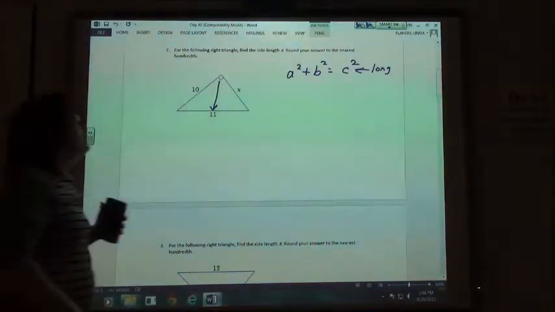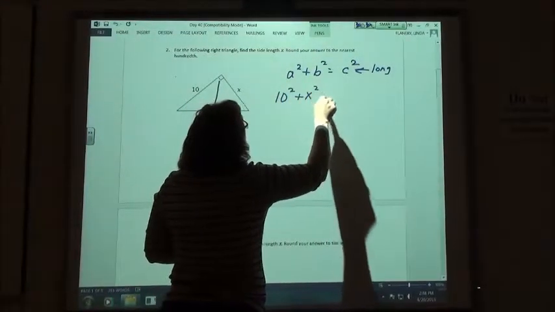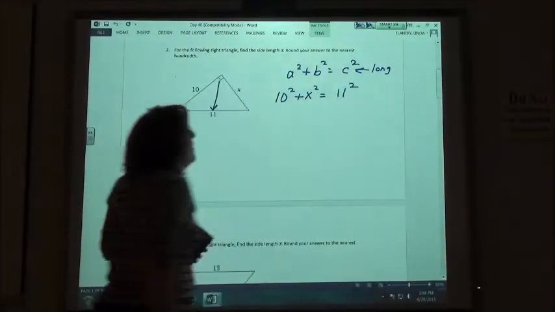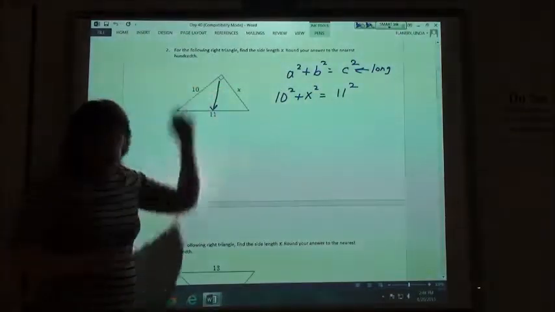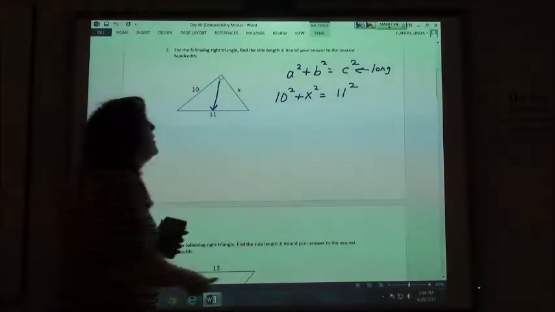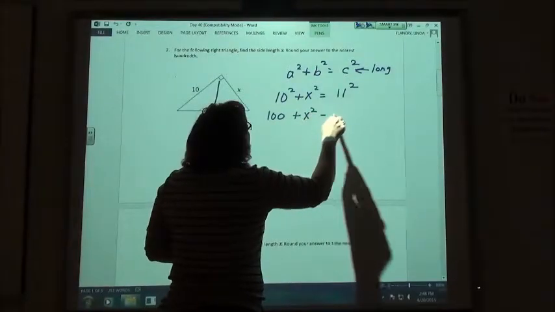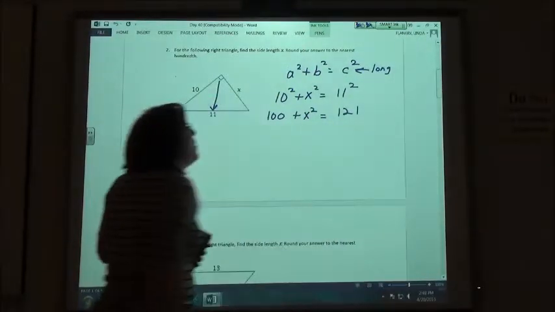So when I set up my Pythagorean theorem, I'm going to say 10 squared plus x squared equals 11 squared. The 10 and the x, if you switch them around, it's fine. You're going to get the same thing because they're on the same side. But the 11 has to be on that other side. So 10 squared is 100 plus x squared equals 11 squared, 121.